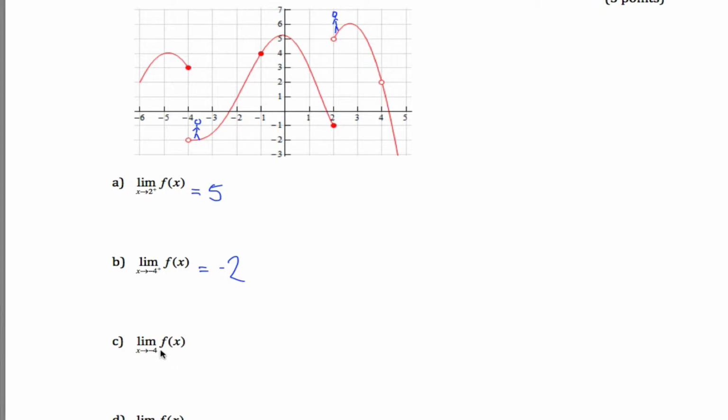The limit as x approaches -4. It doesn't tell me which side. Okay, if I come from the right-hand side, I have a height of -2. If I come from the left-hand side, I have a height of 3. What that tells me is this is undefined.